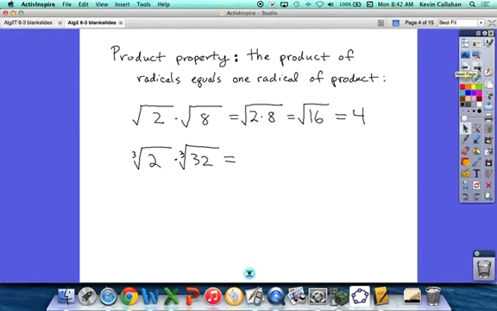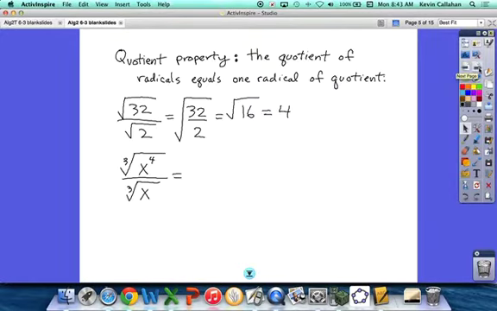This is the one we did last time, right? We did a product property, which said when you multiply radicals, you can make that one radical of the product. Well, we have a similar property when we divide. A quotient property says that the quotient of radicals, meaning dividing two radicals, could be put together into one radical with the quotient inside.